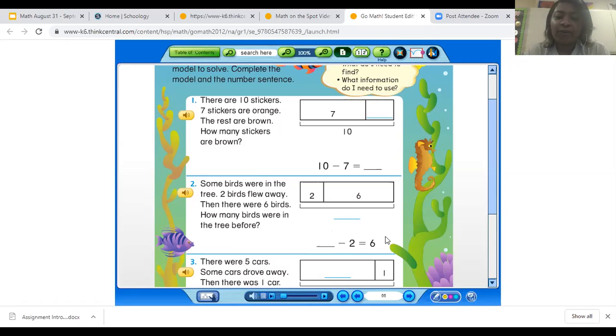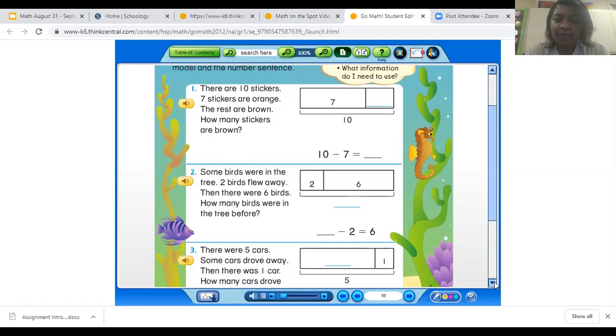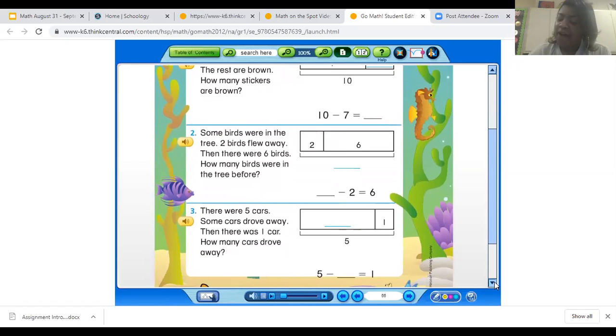Now let's do number 3. There were 5 cars. Some cars drove away. Then there was 1 car. How many cars drove away? There were 5 cars. So there were a total of 5. Some cars, it doesn't tell us how many, drove away. But then there was only 1 car. How many cars drove away?